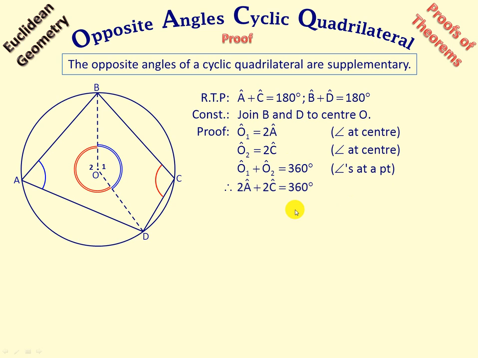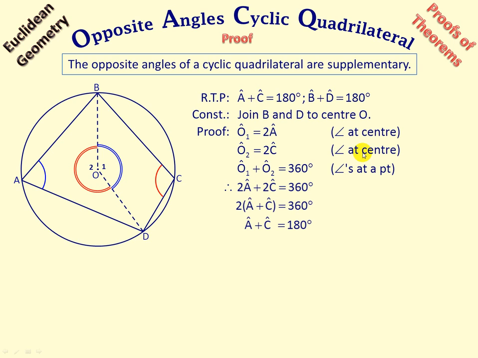Therefore twice A, because twice A is equal to O1, and twice C, because twice C is equal to O2, so I'm substituting twice A for O1 and twice C for O2, equals 360 degrees. Some algebra, take out a common factor, and we end up with A plus C equals 180 degrees.